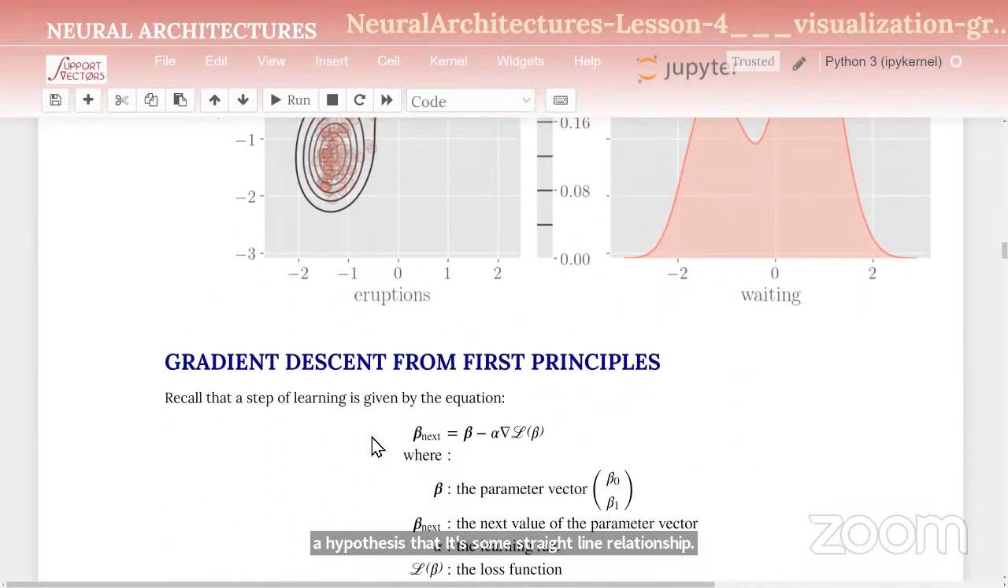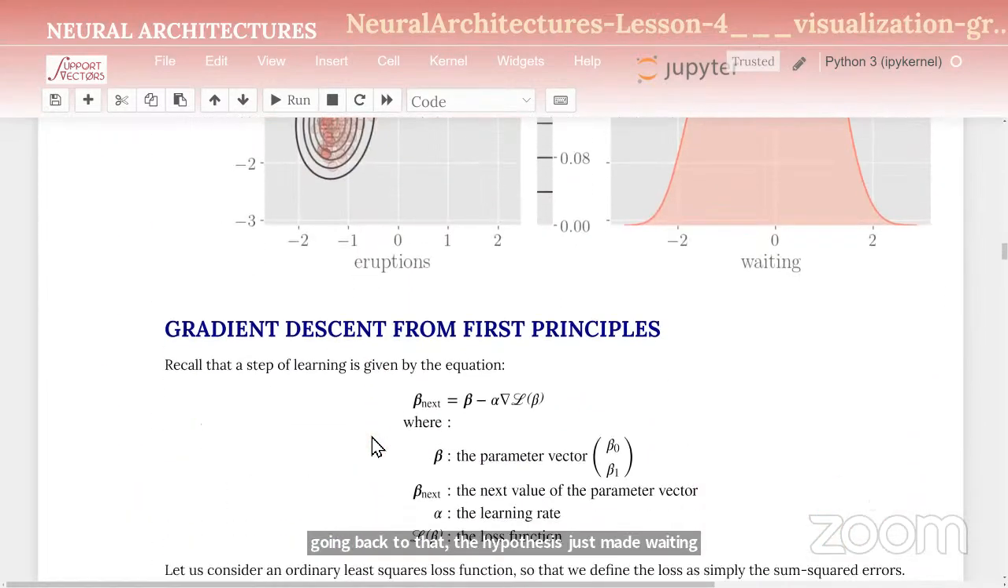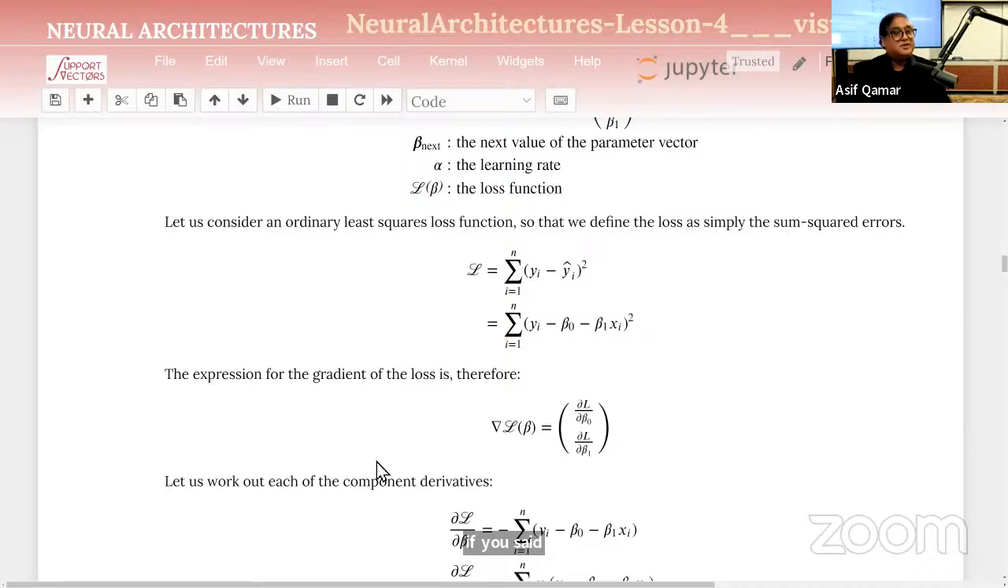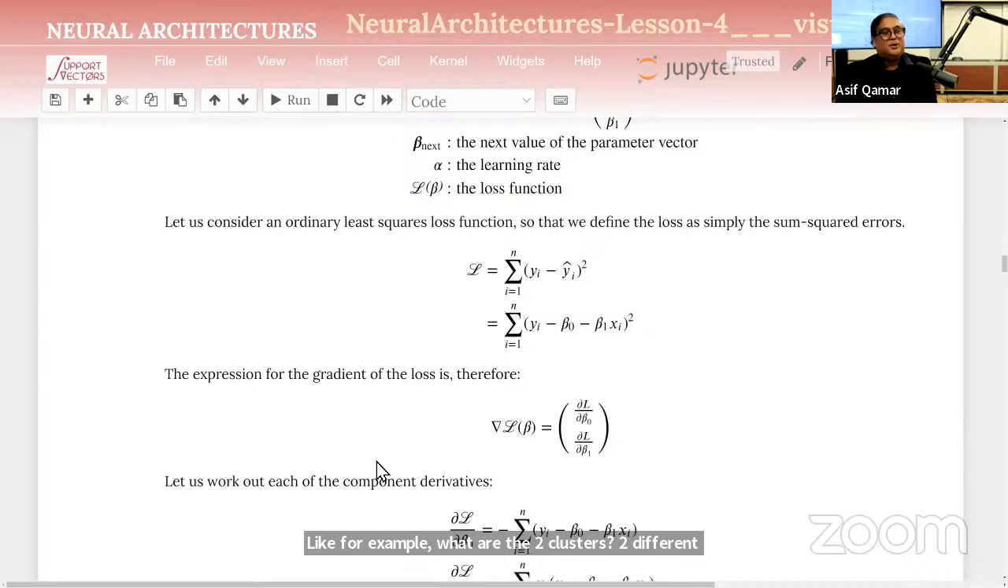This is a question from online. Going back to the hypothesis you just made, waiting time versus the height of the eruption. If you're asking a different type of question on the same data, would the equation change? We ask a very specific question: how do I predict waiting time based on the timing of the last eruption? That's the question you answer. But yes, on this data, you could ask many, many questions. For example, what are the two clusters? Two different kinds of eruptions, short eruption, long eruption, right? You could ask many, many things with this data, but we're asking the simplest question.